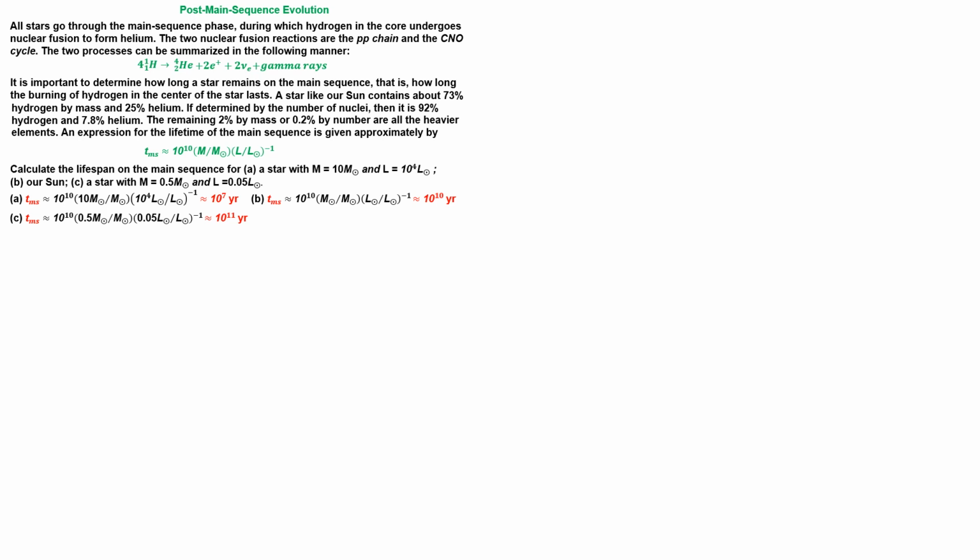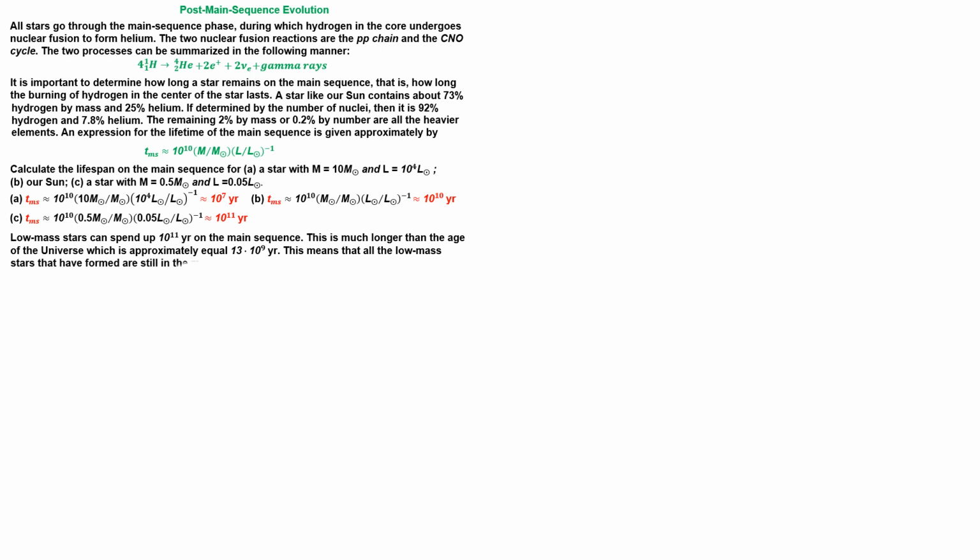Whilst our Sun will spend 10 billion years on the main sequence, a 10 solar mass star will only last 10 million years on the main sequence. Low mass stars can spend up to 100 billion years on the main sequence. This is much longer than the age of the universe, which is approximately equal to 13 billion years. This means that all the low-mass stars that have formed are still in the main sequence. They have not had time to evolve away from the main sequence.